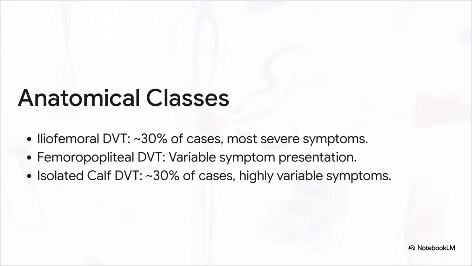Second, we wrap up by classifying by anatomical level. Iliofemoral DVTs account for about 30% of cases, and they usually present with the most severe symptoms. We're talking massive swelling and pain due to obstructed pelvic outflow. Then we have femoropopliteal DVTs, and finally, isolated calf DVTs, which account for another 30% of cases, but can present with highly variable, sometimes completely silent symptoms.